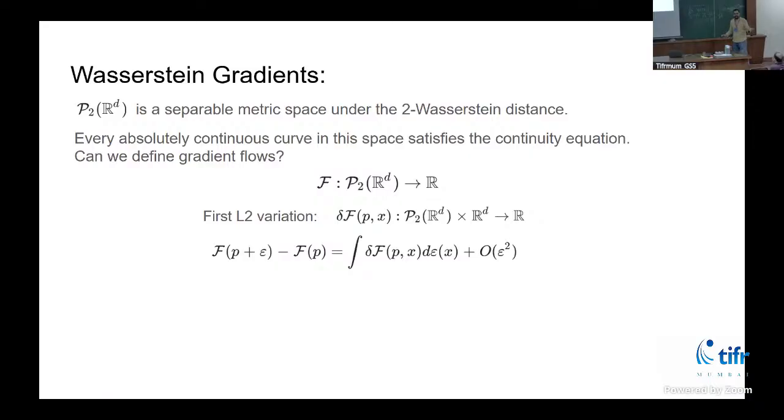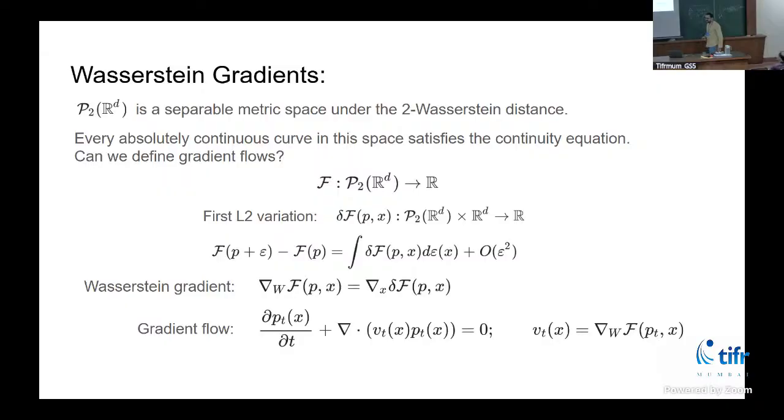This is exactly calculus of variations, and if there exists a functional delta f of P comma x such that f of P plus epsilon minus f of P is equal to this integral plus O of epsilon squared, then we say that this delta f of P comma x is an L2 variation of my function. So if I perturb my density, how does my function value change? Why is this in L2? Because P plus epsilon need not be a probability distribution at all. It is any arbitrary perturbation. But this will be actually connected to Wasserstein gradients shortly.